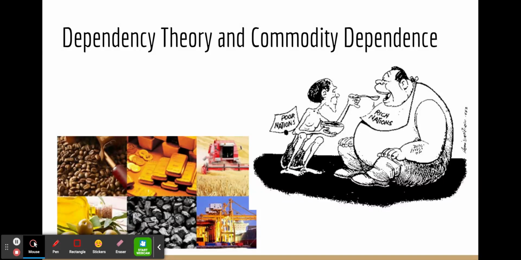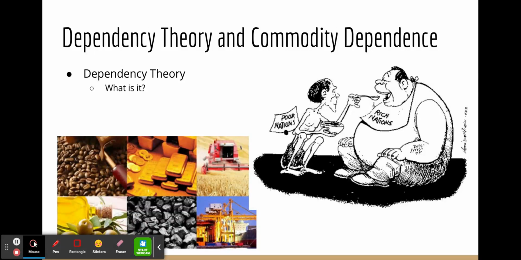Hello again, everybody. We're going to be wrapping up 7.5 by looking at the last two theories, which would be dependency theory and commodity dependence. You can see with the images the difference here. So this is dependency theory. This is commodity dependence. So dependency theory, we want to figure out what it is, first of all.